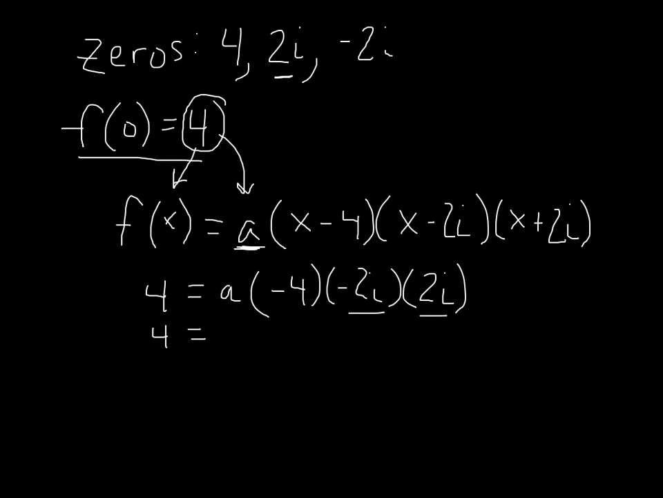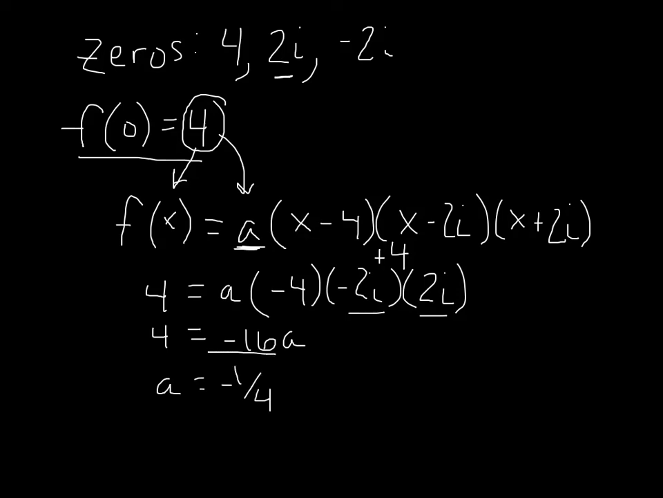2i times a negative 2i is a negative 4i squared, or a positive 4. So that would be a positive 4. Positive 4 times a negative 4 is a negative 16 times a. So a is equal to a negative 1/4.